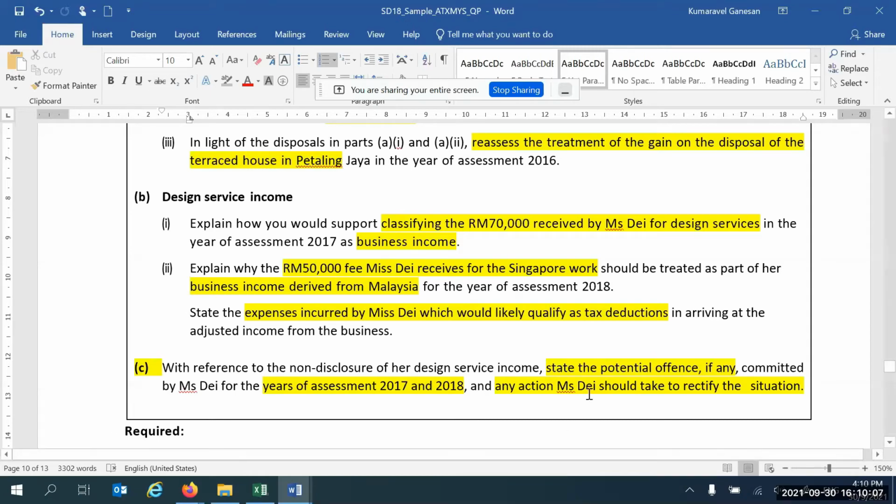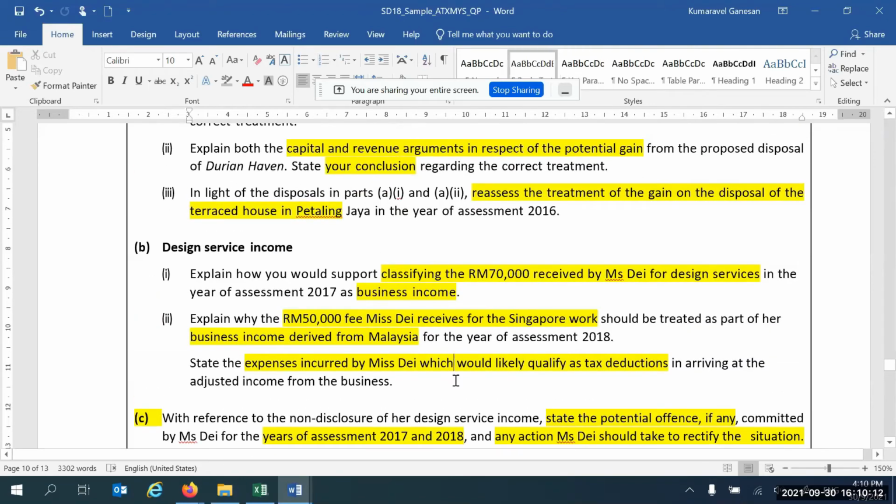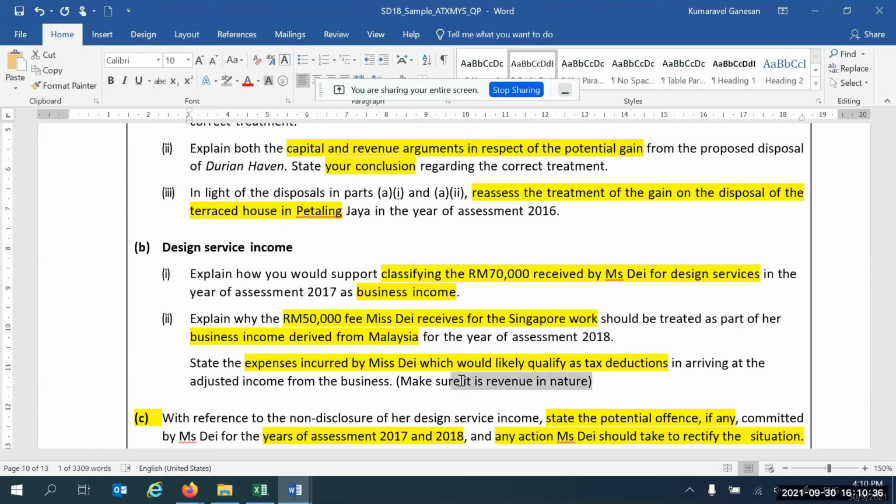Okay, so this one, there are 6 marks. Now, then expenses incurred. They don't tell you how much, so you must be careful. State the expenses. No need to explain, just write down. But you must be careful. Make sure it is revenue in nature. So anybody who says she bought a design machine is going to get it wrong. She bought a computer, cannot accept. If you say repair the computer, repair the design machine, okay.